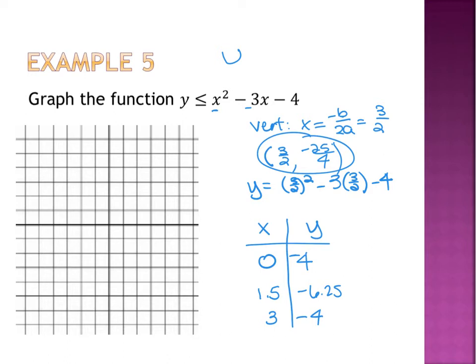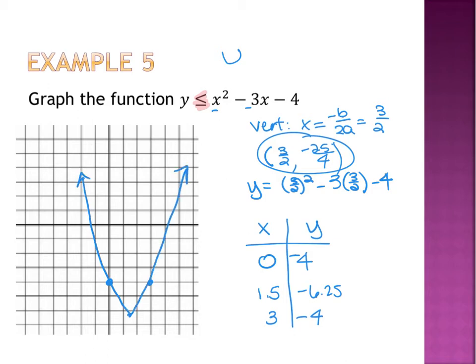So when I go and I plot these, I'm at 0, negative 4, which is right here. I have 1.5, and we're down at negative 6.25, so maybe something like right here. And then if I go over to a positive 3, so 1, 2, 3, I'm also going to be down. So my graph, and again, I'm going to look at my inequality. It is a less than or equal to symbol. Therefore, I'm going to have a solid line. So I'm going to connect these points with a solid line, and I get something that looks like this.